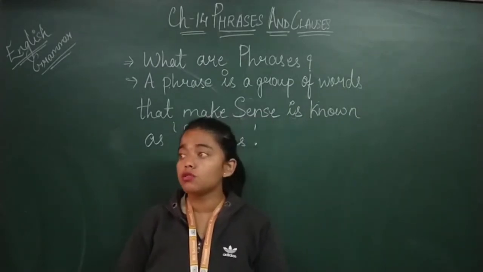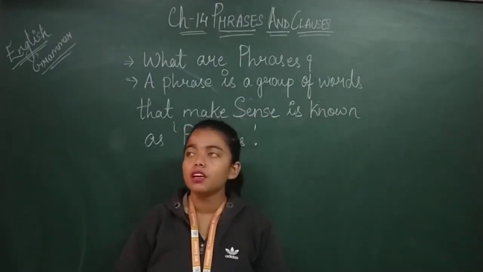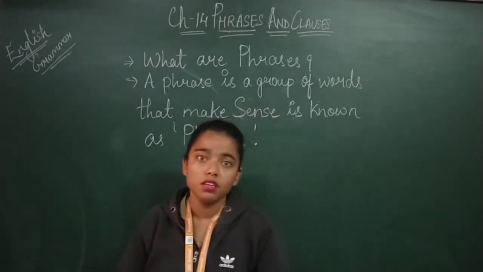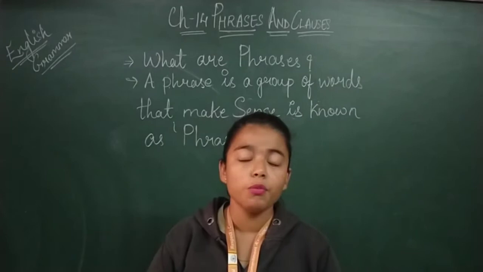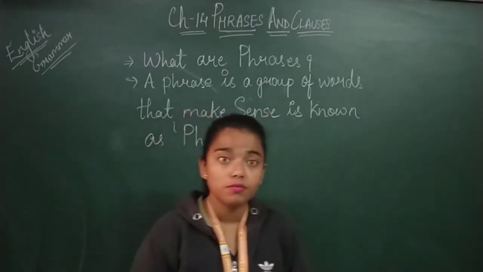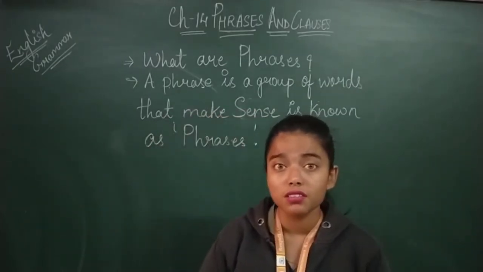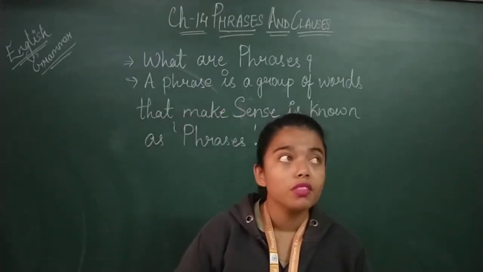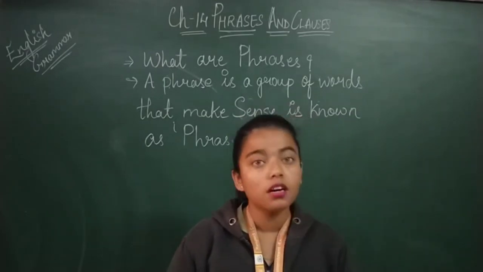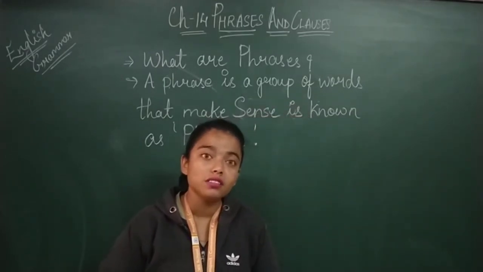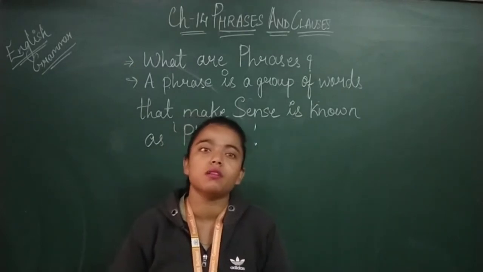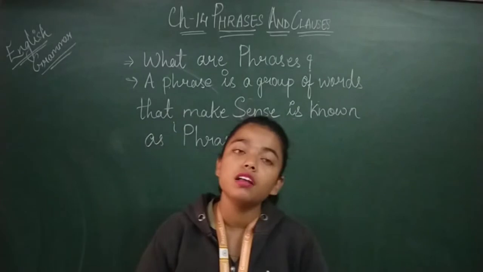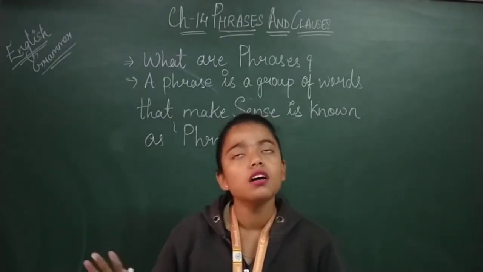So to make a complete sense, if I say the sun rises, we all know that the sun rises every morning, but where does it rise? It's an incomplete sentence. It doesn't make sense in the sentence, right? So we will say, the sun rises in the east. Where does it rise? In the east. Now it makes a complete sense. A group of words makes a complete sense, meaning the sun rises in the east.